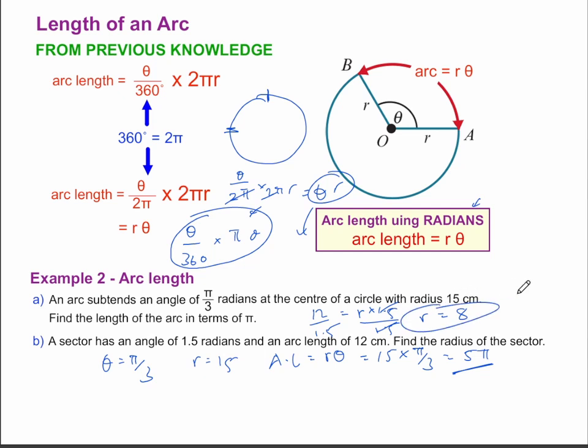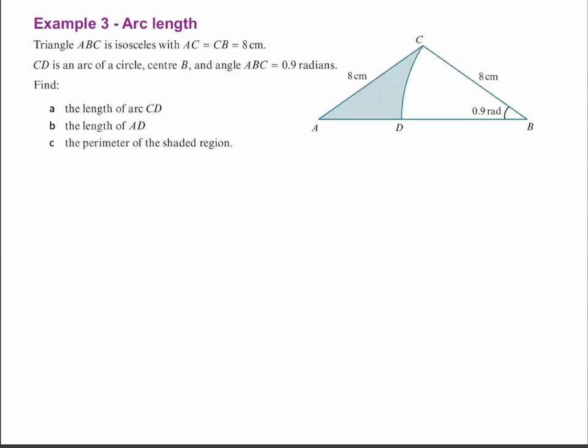This is probably one of the easiest sections. There is some stuff which we'll see in the next example that we do need for this as well, which we did learn in IGCSE. So example 3, arc length. Triangle ABC is isosceles, meaning these two angles are the same, which means this is 0.9 radians as well, where AC and CB are both 8.